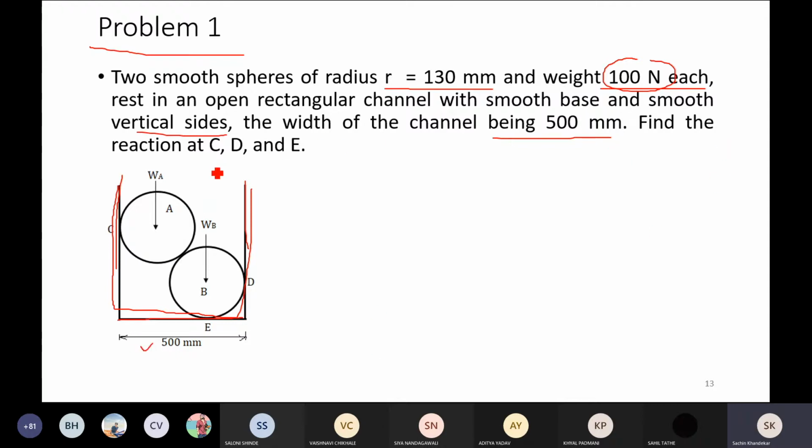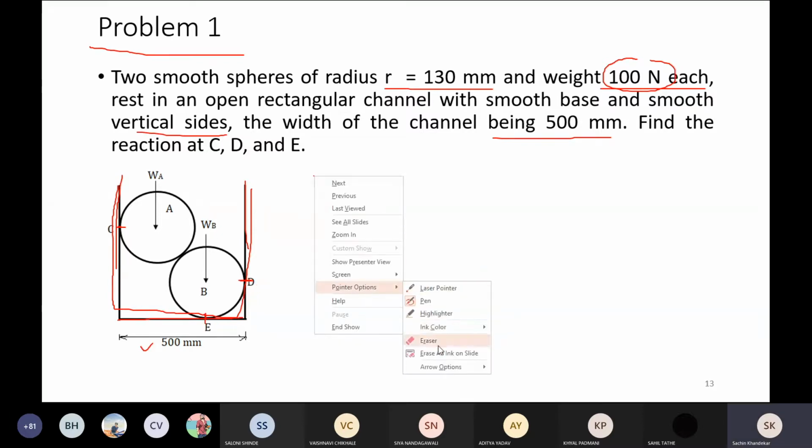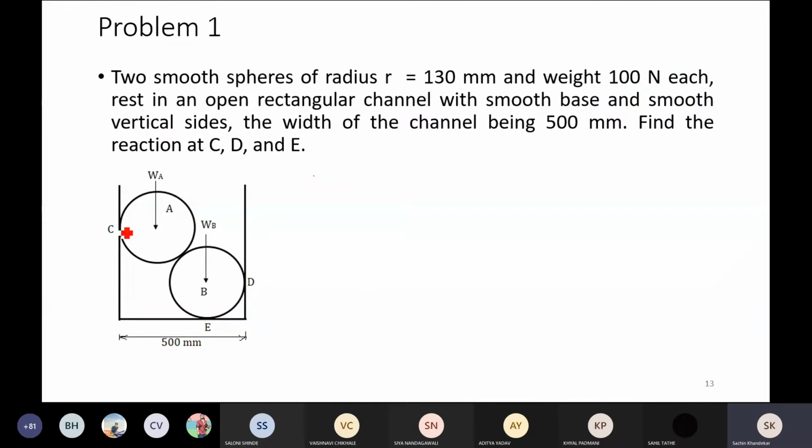Now find the reactions at C, this one here at this point of contact C, then D here, and then at E. So the question is to find the reactions at C, D, and E. Step by step we are going to solve this problem. In order to find the reactions at all these points of contact C, D, E, first of all we will consider the FBD of the cylinder A. Now, what are the various forces acting on the cylinder A?